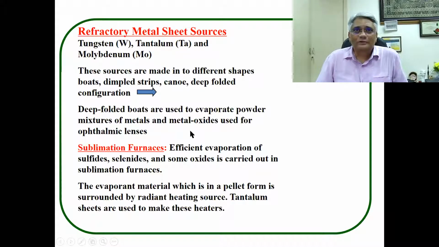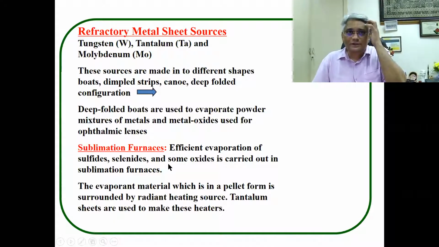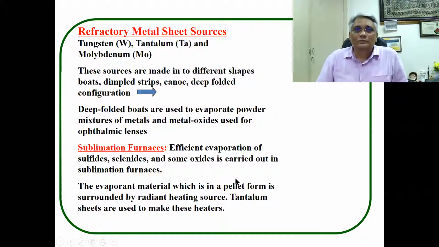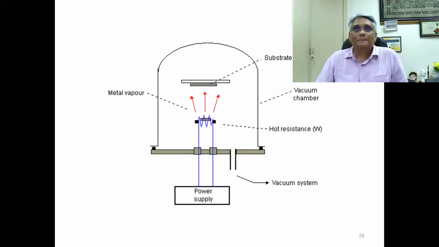There are also sublimation furnaces. The efficient evaporation of sulfides, selenides, and some oxides is also carried out in sublimation furnaces. The evaporant material, which is in pellet form, is surrounded by a radiation heating source, and tantalum sheets are used to make these heaters. Okay, right.